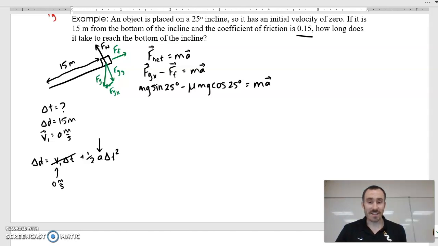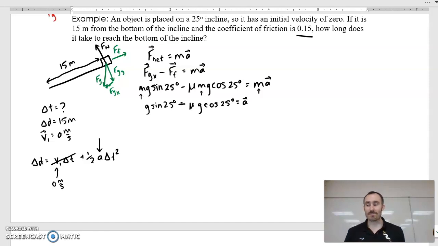Now, can you see what I see? There's mass in every term. There's mass there, there's mass there, there's mass there. So I can divide the entire thing by mass, and I don't even need it. So the question doesn't tell me what the mass is, but if I expand my entire formula into its pieces, then I can see that mass is irrelevant to this question. So it turns out I did know what I was doing. So we end up with g times the sine of 25 degrees minus mu times g times the cosine of 25 degrees, and that will give me the acceleration.